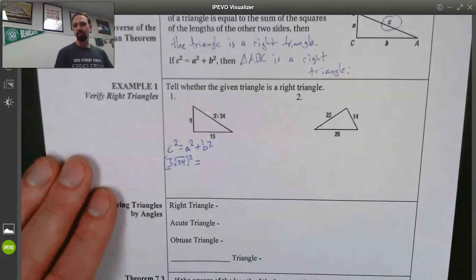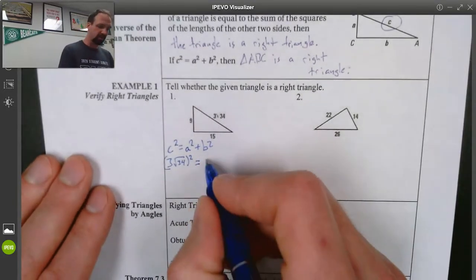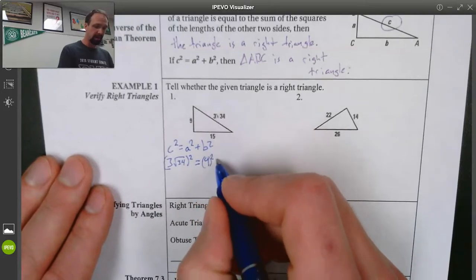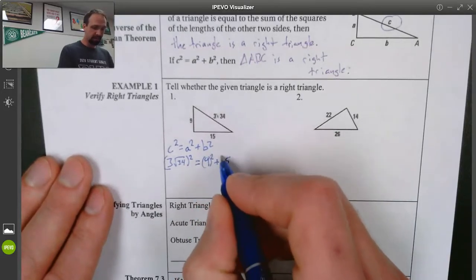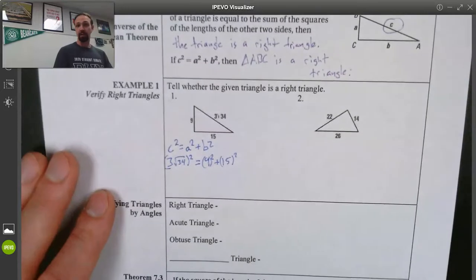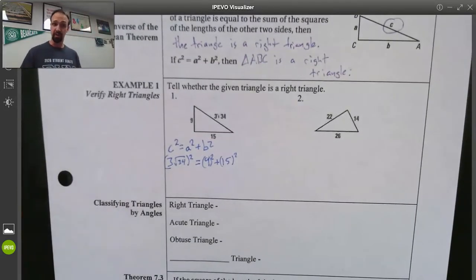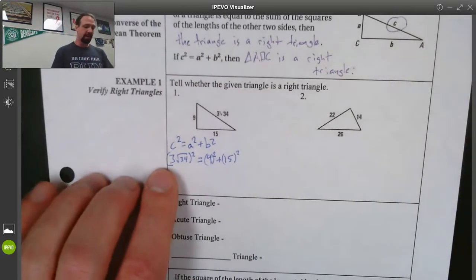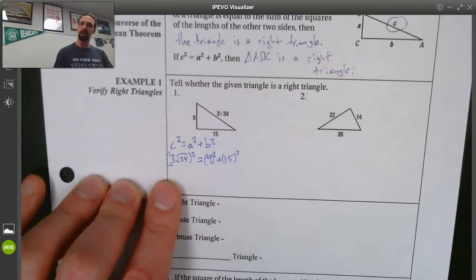Now for a squared and b squared, it doesn't matter which one you pick. You just have to use the other number on the other side. So here, 9 squared plus 15. Now, 15 squared. Whenever you substitute a number, make sure you put it in parentheses. That's always when you substitute a number, you put it in parentheses. So for here, we're going to take 3 square root of 34 squared.